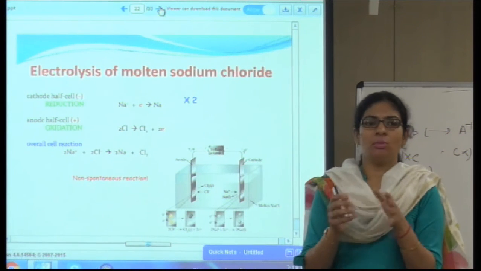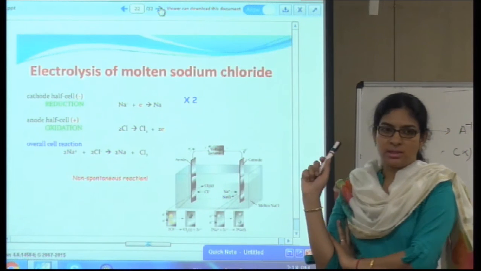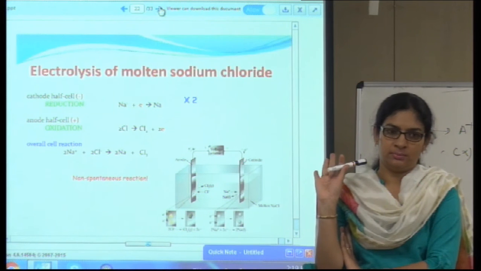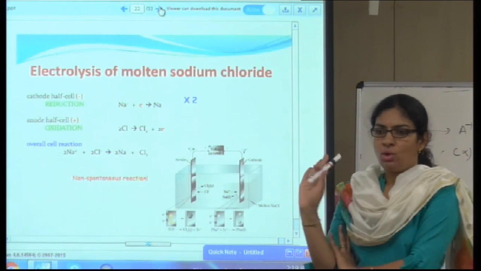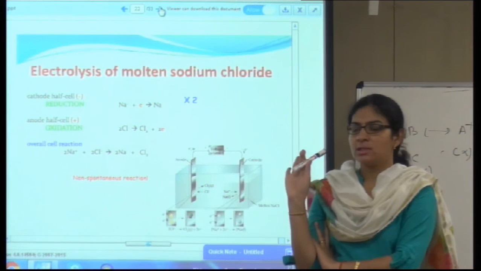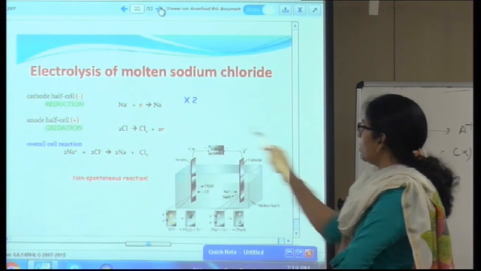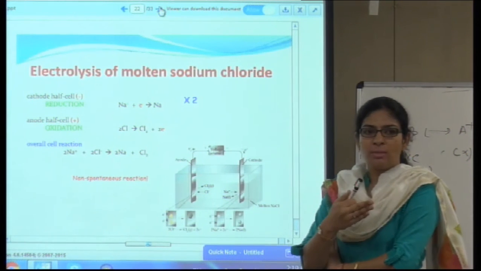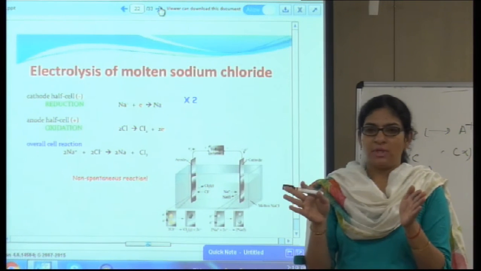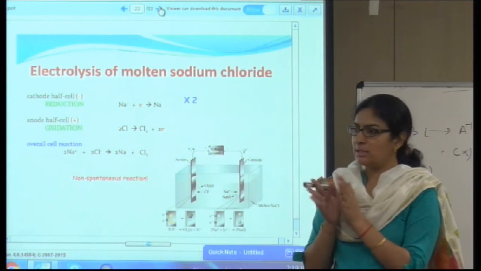So both the phenomena you can understand with this example very well. If you take the molten state, it means you only have NaCl, right? So no water is there, no aqueous solution. So if you take the molten state of NaCl, then here you will have the cathode. What happens at the cathode? Reduction only. So if you pass the electricity, obviously what will happen? First of all, NaCl will split into Na plus and Cl minus.